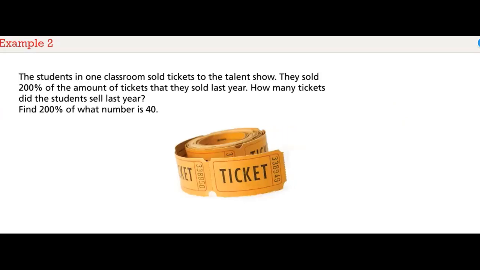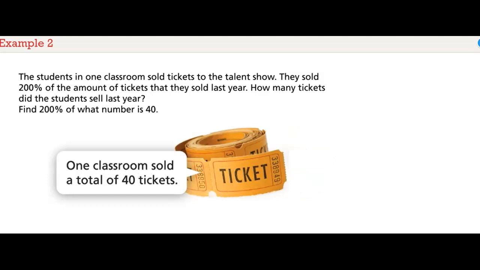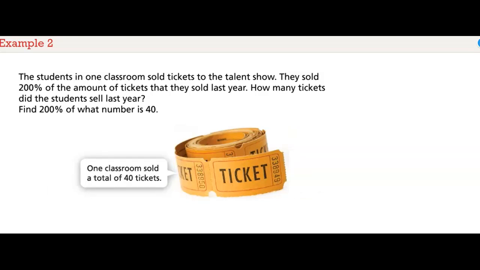The students in one classroom sold a total of 40 tickets to the talent show. They sold 200% of the amount of tickets that they sold last year. How many tickets did the students sell last year? Find 200% of what number is 40.